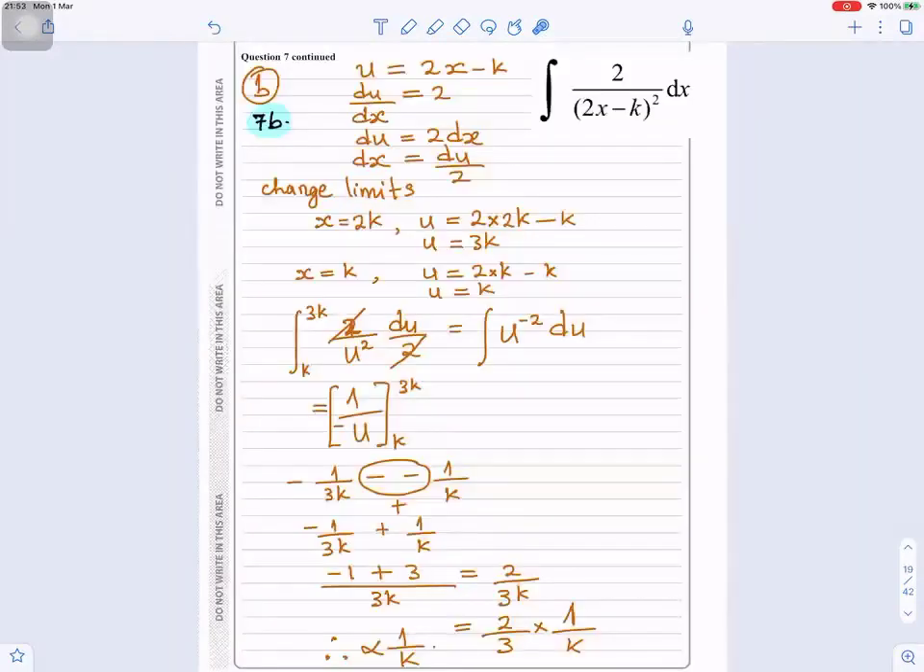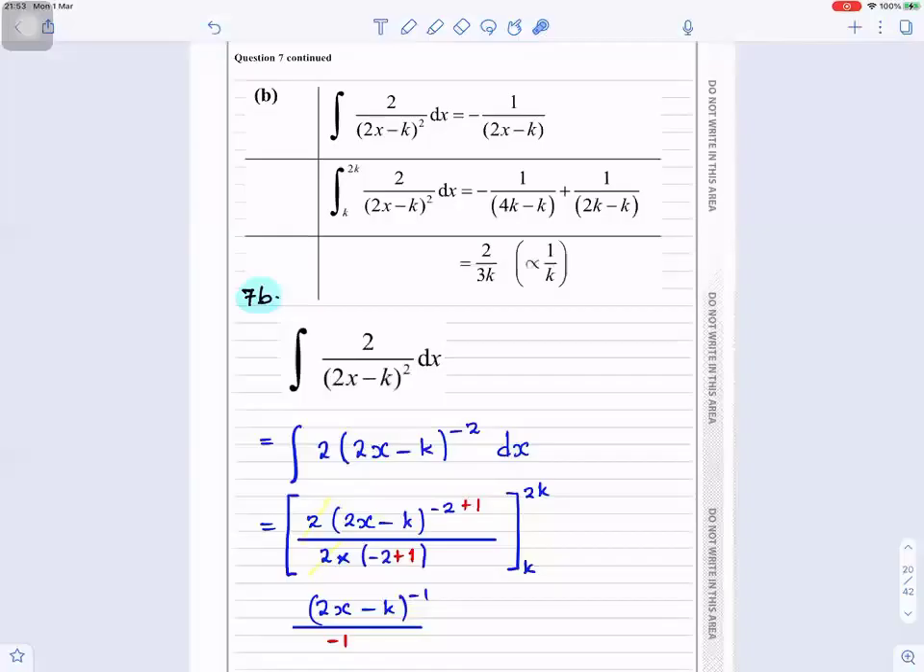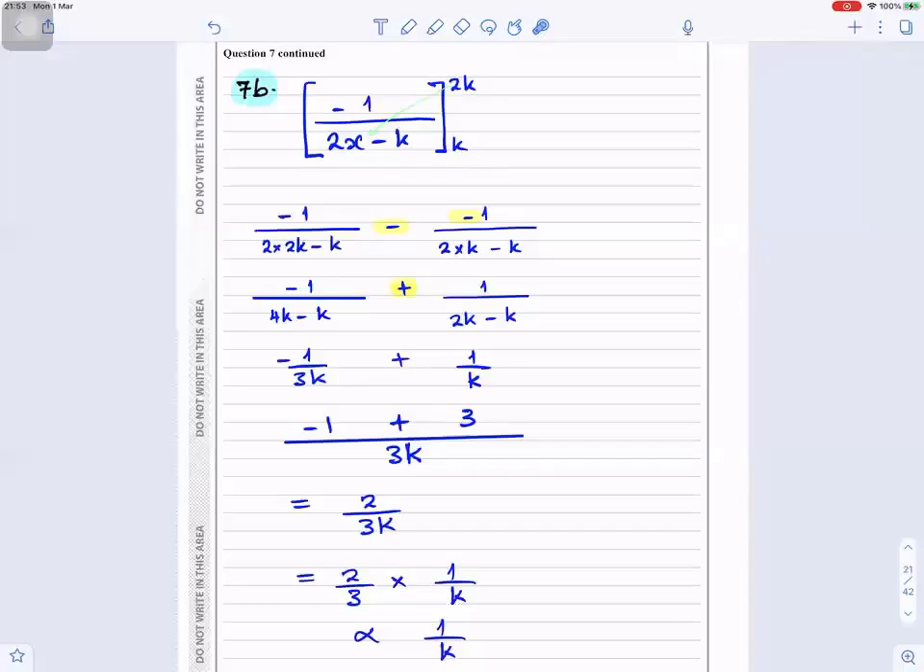Question 7b. This shows question 7b written neatly. And also the final part of question 7b written neatly.